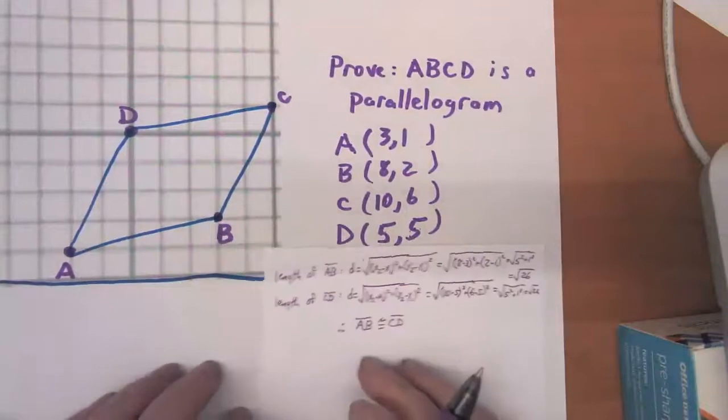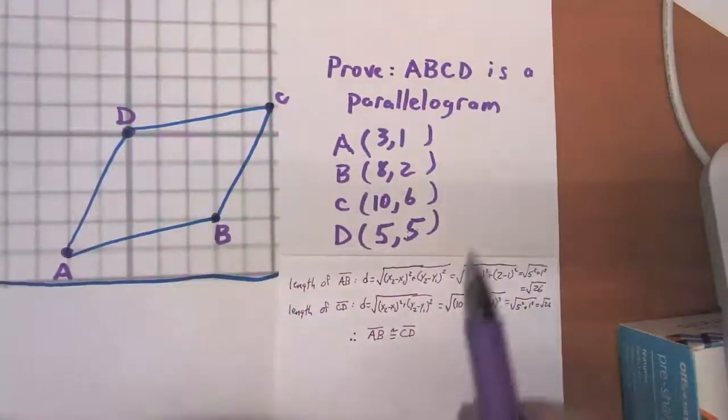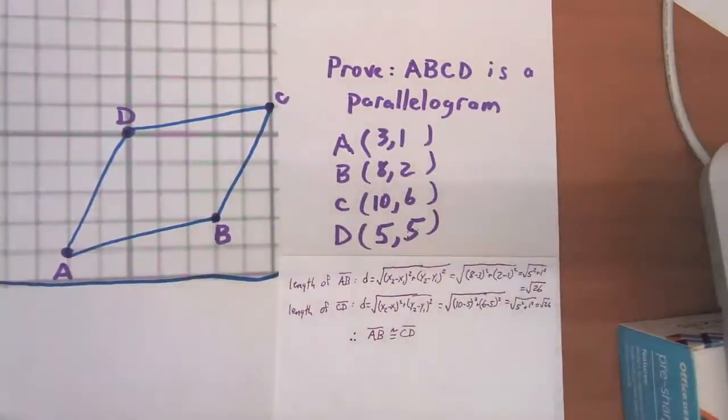So see if you can do that. Pause the video, use these coordinates, use the distance formula, and see if you can conclude that the left and right sides are congruent.